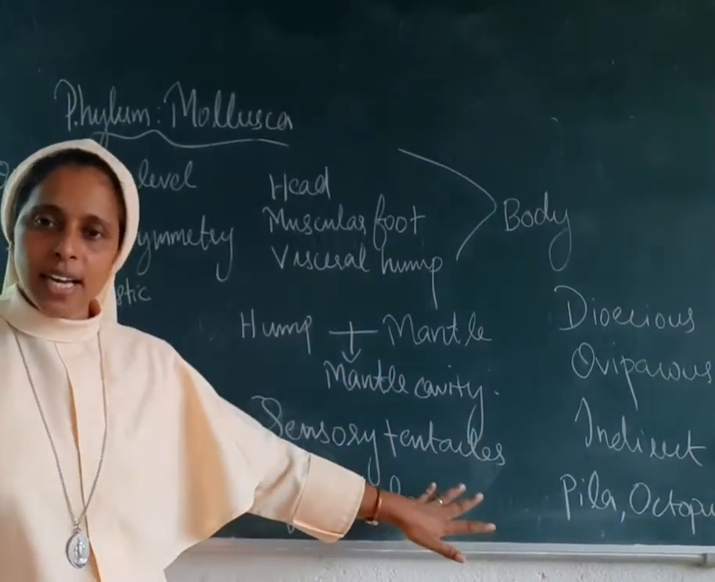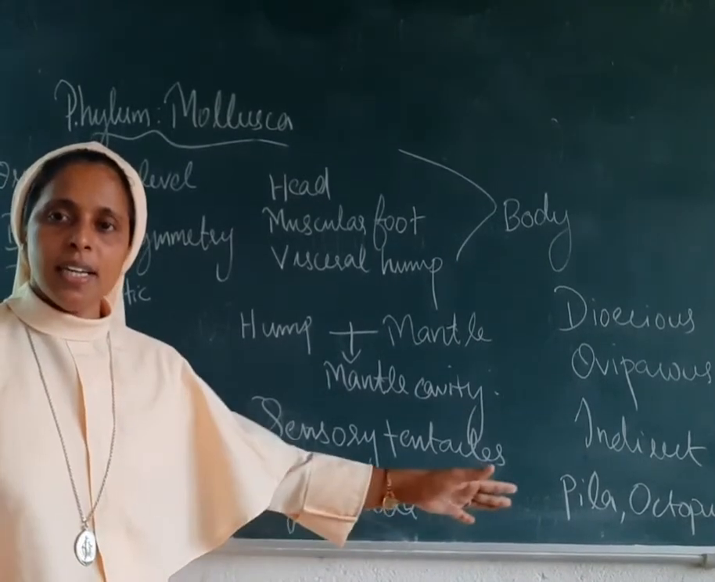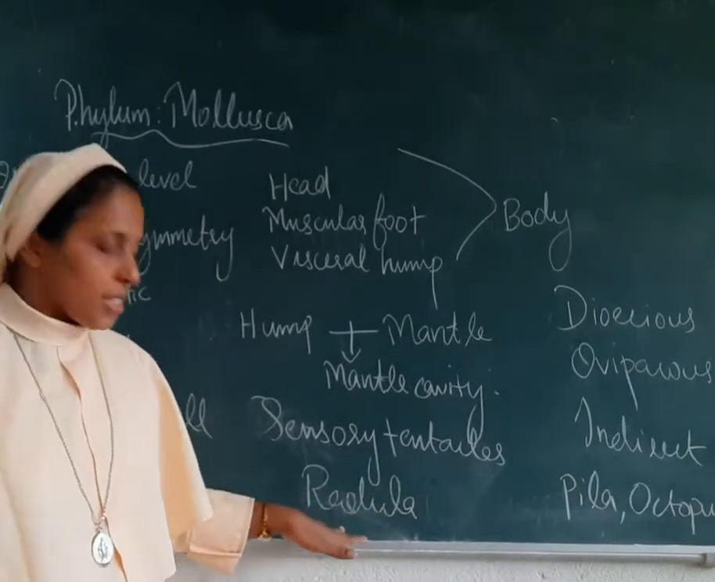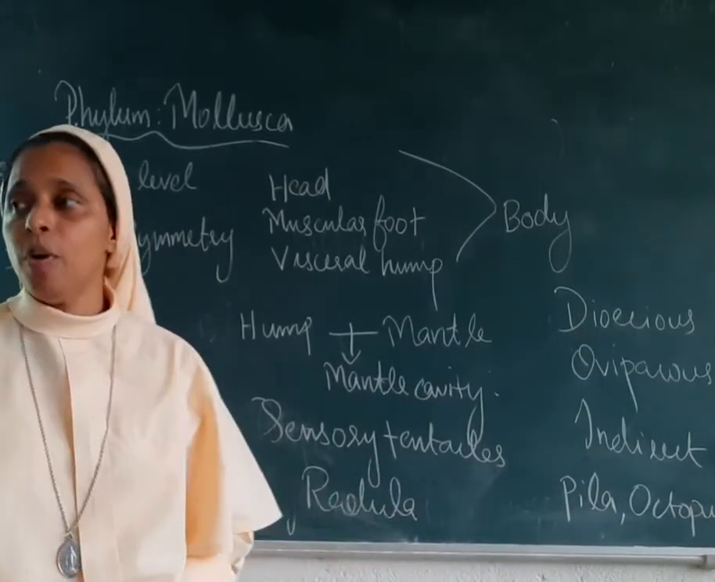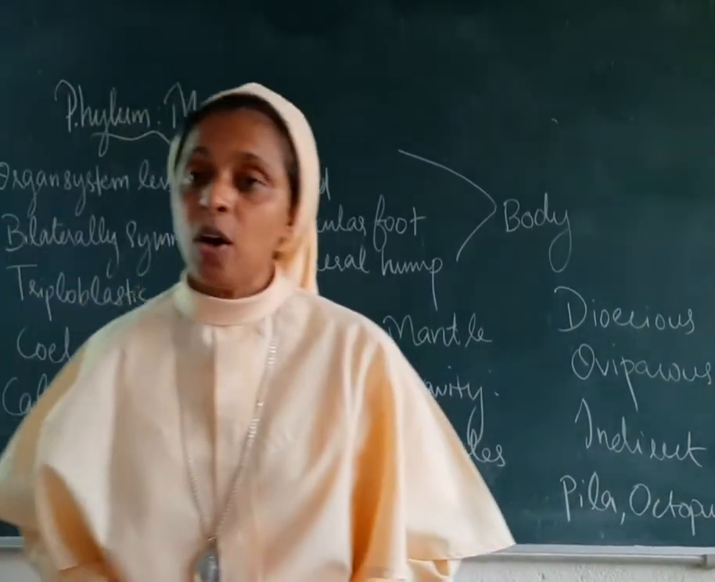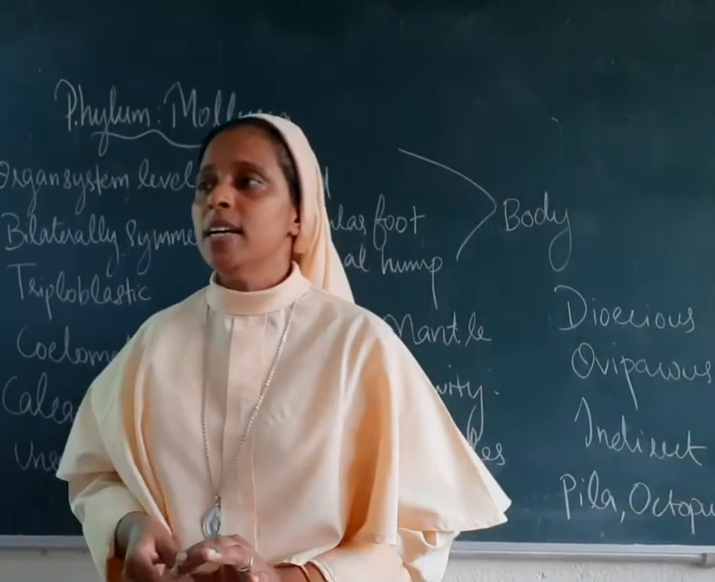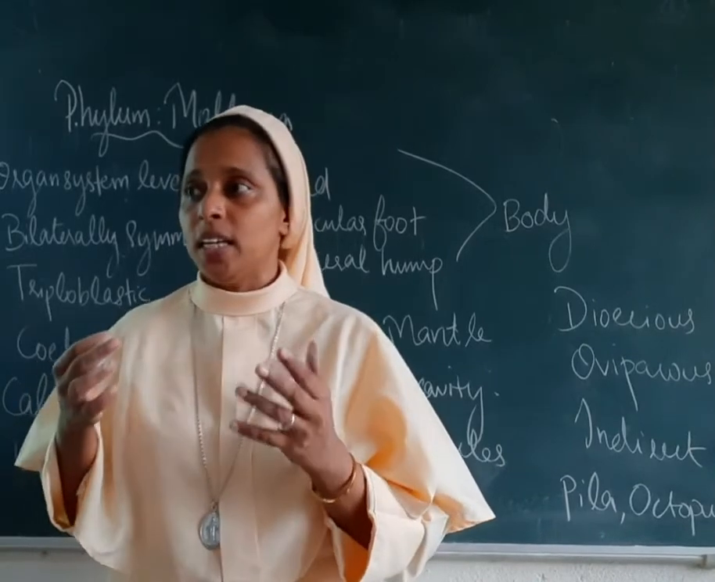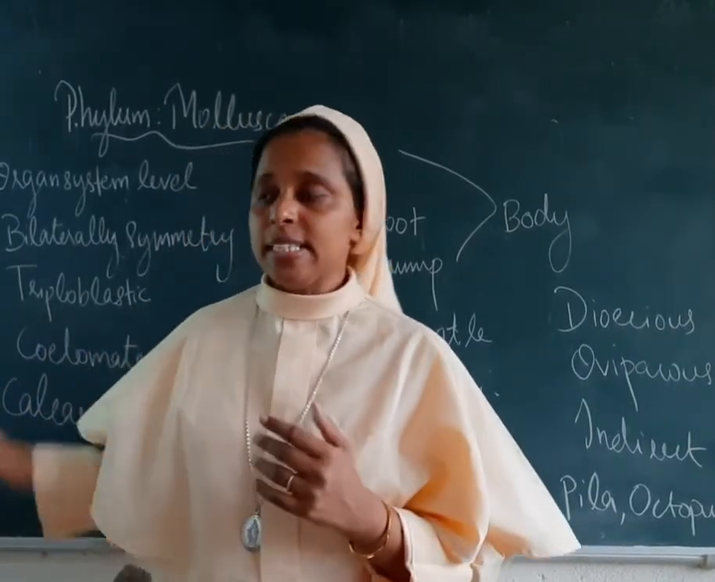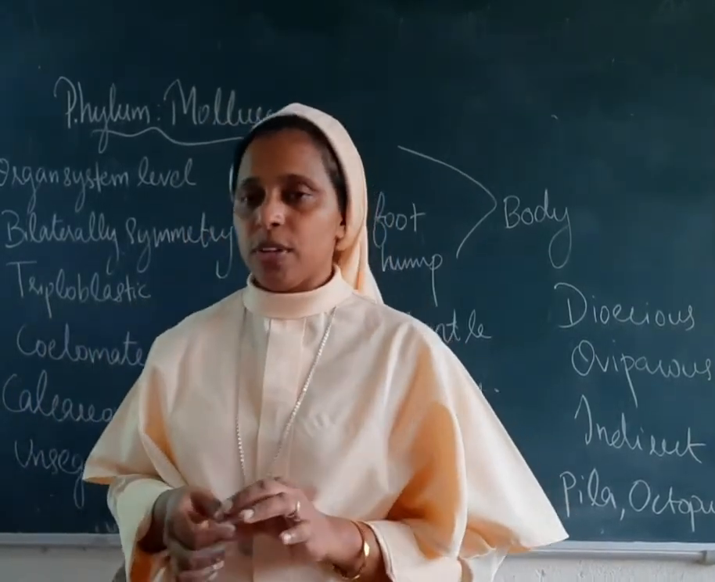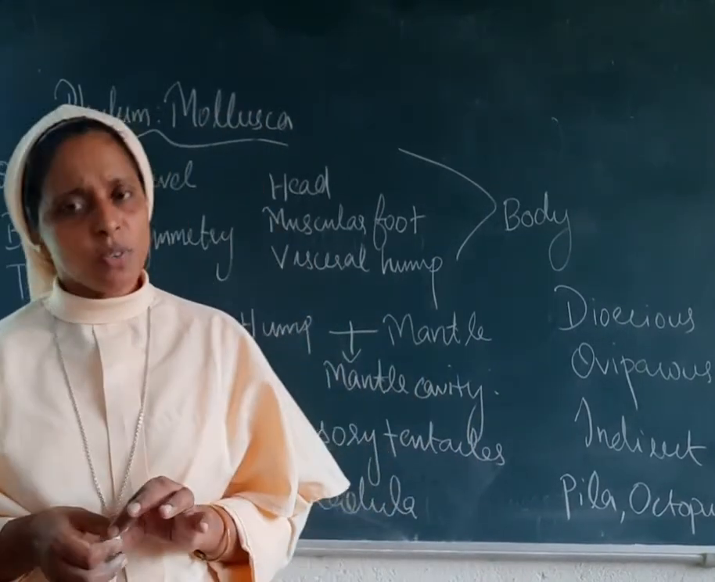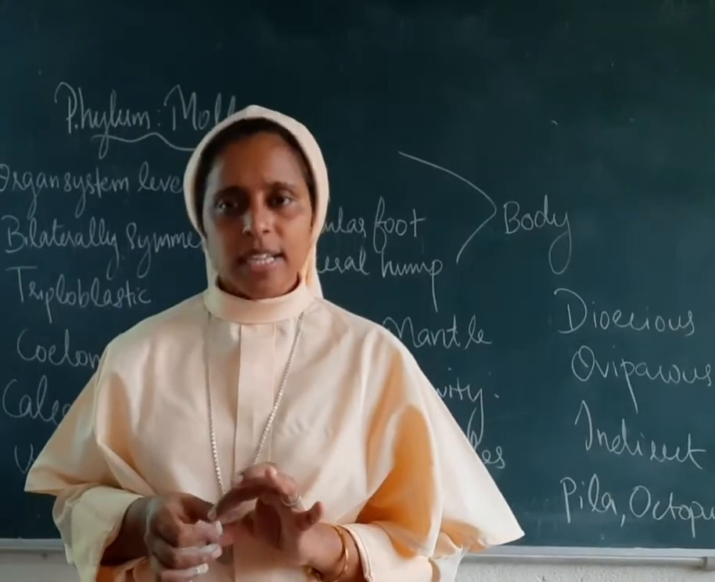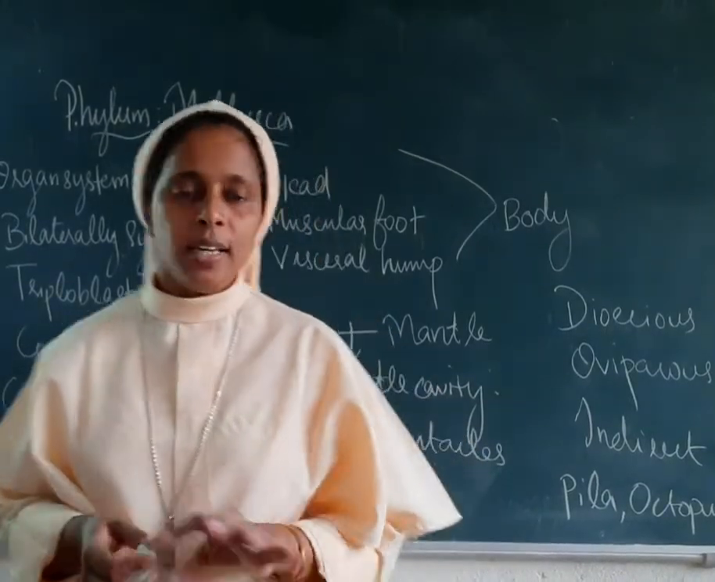Then, as I have told you, in the antennae portion they will be having sensory tentacles. And they will be having radula. Another important feature is the rasping organ. This phylum will be having a rasping organ of feeding. For the feeding purpose, this radula is being used. Respiratory and circulatory function is present. Excretory function is also present.